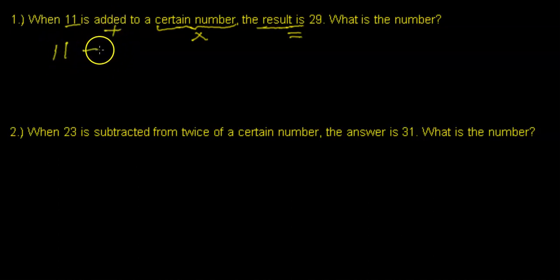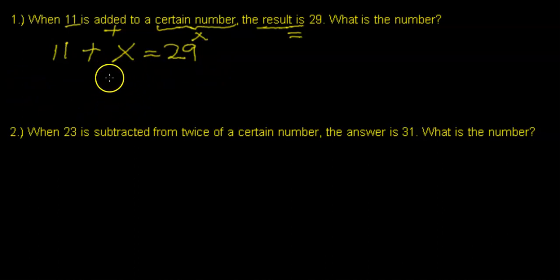So looking at this, we can simply start by writing our 11. It's added to a certain number, let's call it x. The result is 29. So just like that, we'll be able to form our algebra equation. This is, of course, a simple situation, right? So from here, we can go ahead and solve for x, right?